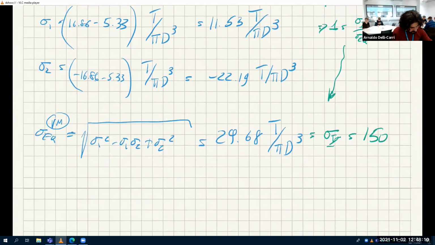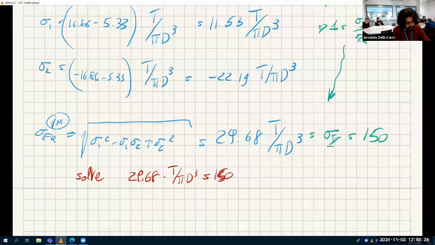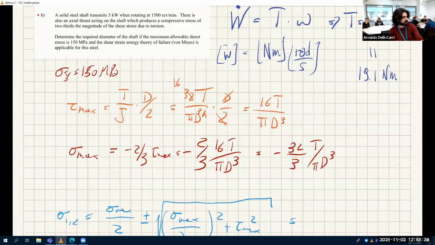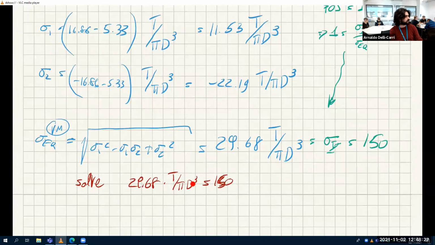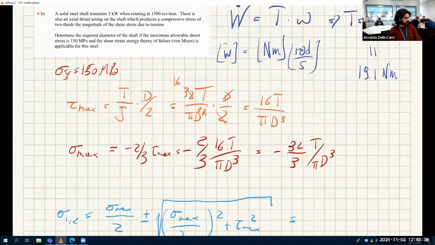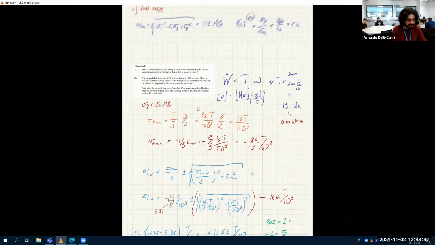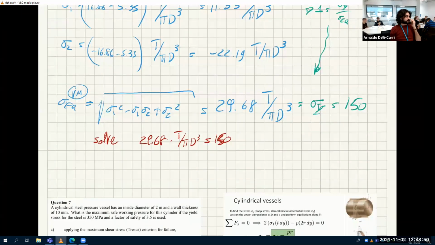So you solve this equation here: 29.68 times T divided by pi d cubed equals 150. The only unknown here, T is given. Remember, T is 19.1. The only unknown is d. Problem is, we have used millimeters everywhere, so make sure that T is in Newton millimeters. Okay, because everything we used megapascal, so this one we should really be using 19,100 Newton millimeters. And you'll get your diameter in millimeters.